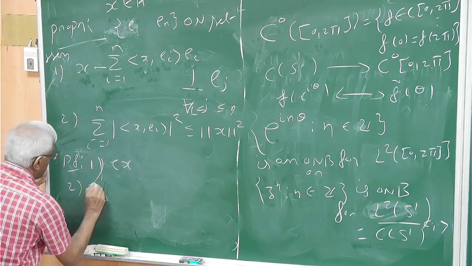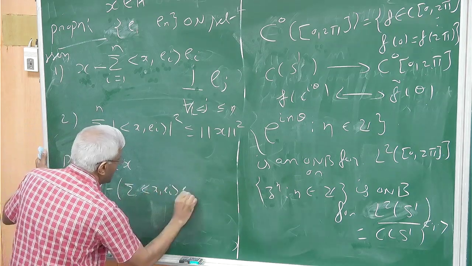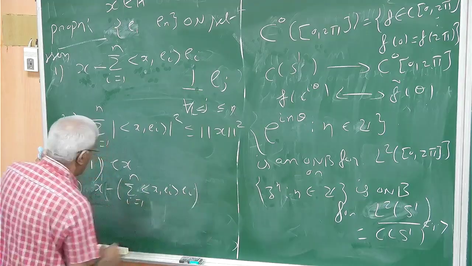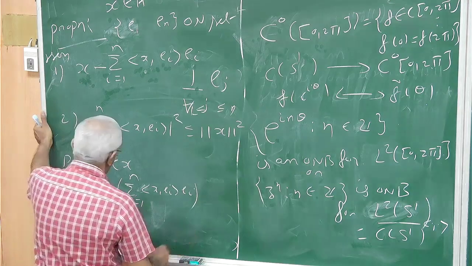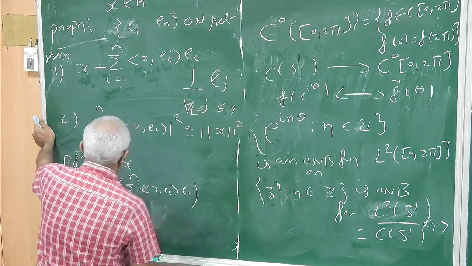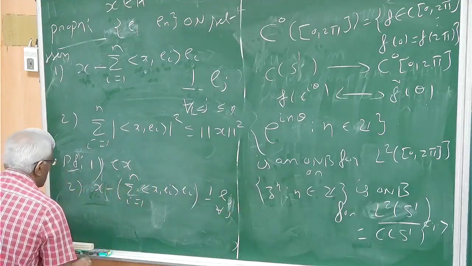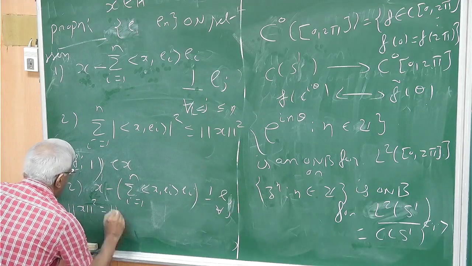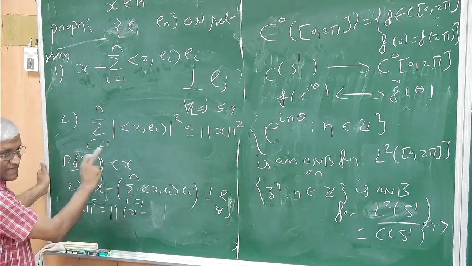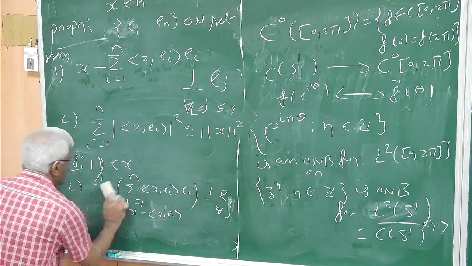So you want to prove that x minus the summation of <x, ei> ei, i equal to 1 to n, is orthogonal to ej for all j. Now what do you want? Norm x square equal to the norm of x minus that plus that. We don't need this, I'll just come to that.